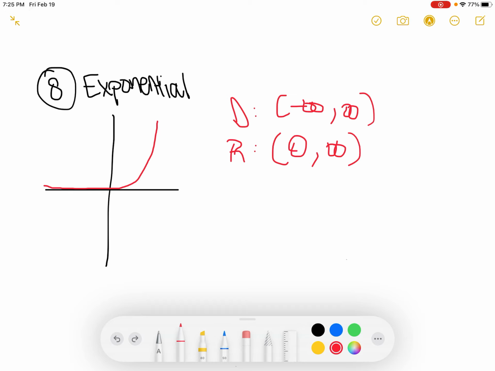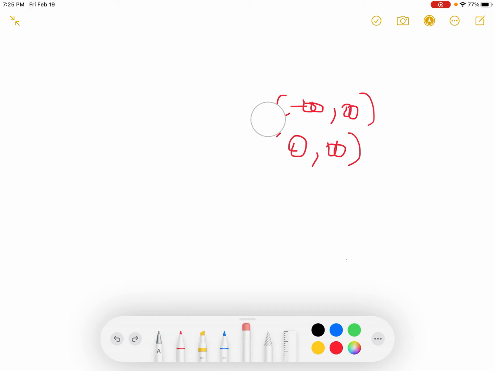It increases from negative infinity to positive infinity, and it doesn't decrease at all. There's no relative minimum or maximum, and it's continuous and bounded below. Okay, now let's look at our last one, which is logarithm.